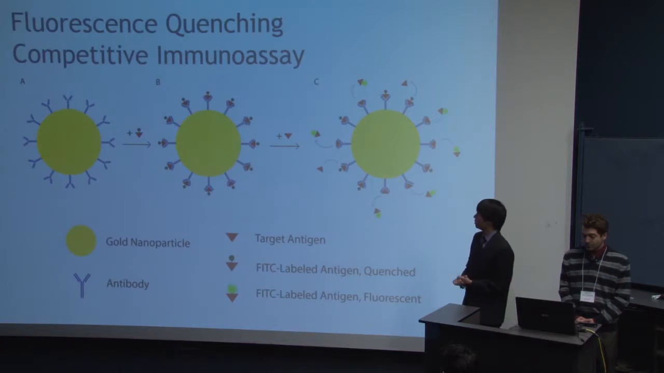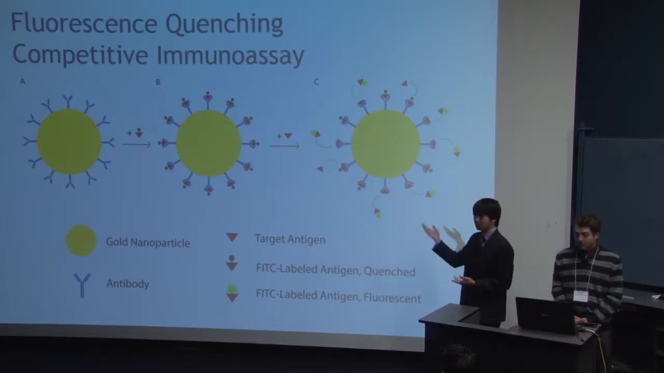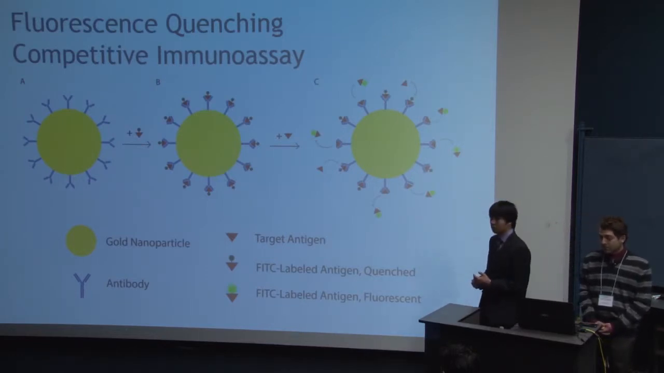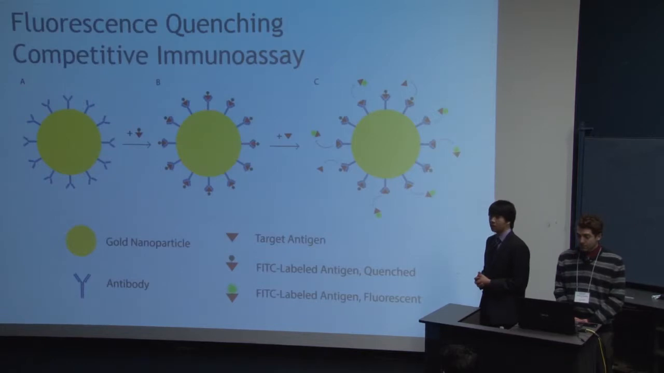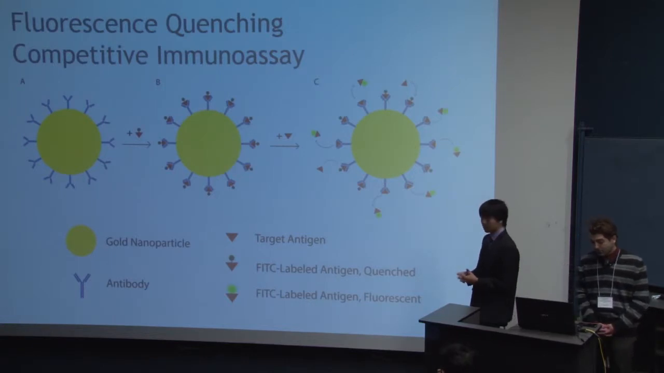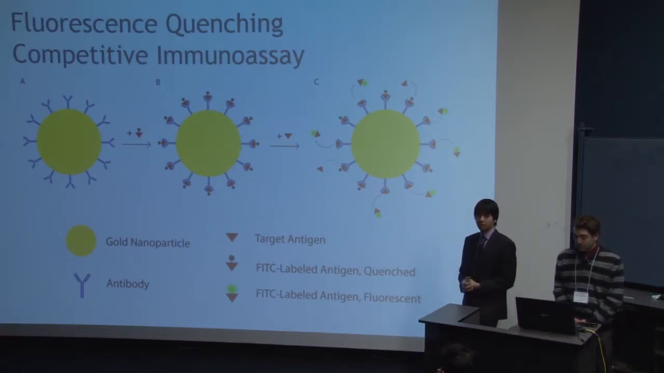Now, it is to this complex that we actually add our sample containing the free antigen, depicted as the little red triangle. And these little red antigens will then compete with the labeled antigens for the binding sites on the gold. So some of the labeled antigen will be liberated from the particle, and the extended distance between the dye and the gold nanoparticle will allow for fluorescence to occur.